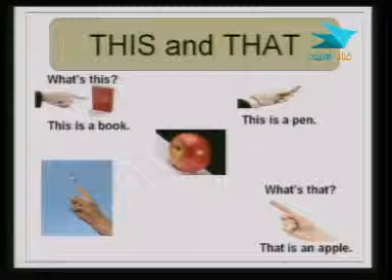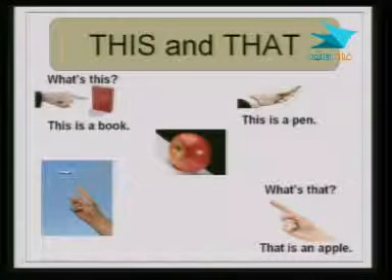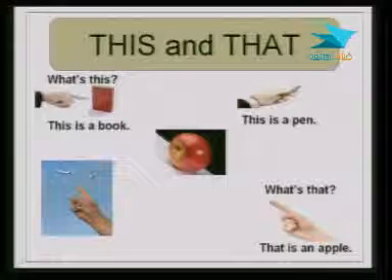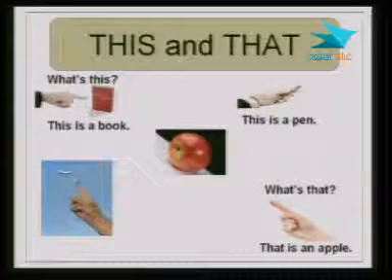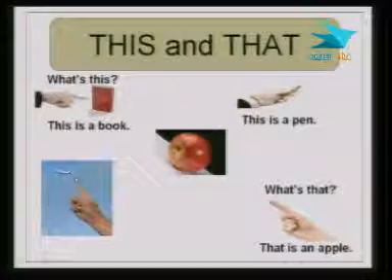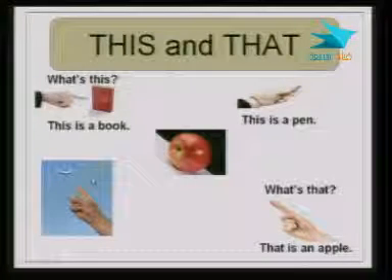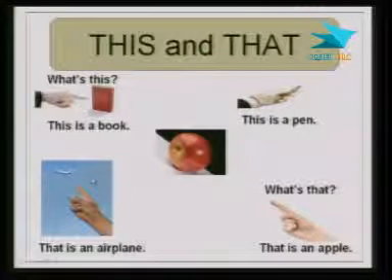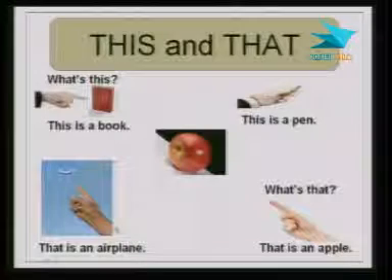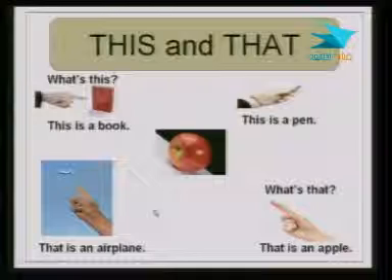Let's look here. This is the object that he's pointing at, and it's an airplane. An airplane in the skies must be far from us. So the word to use here is that. So you say, that's an airplane.